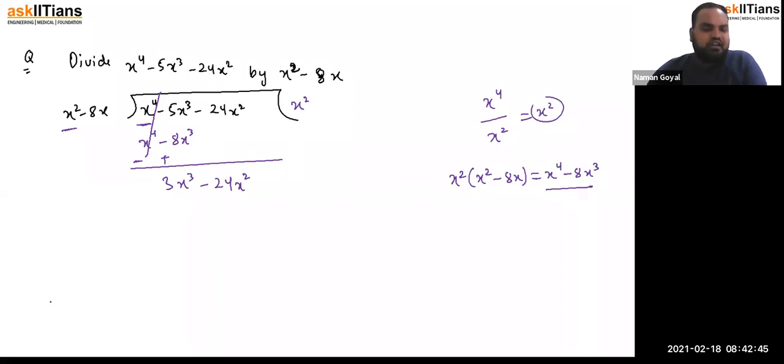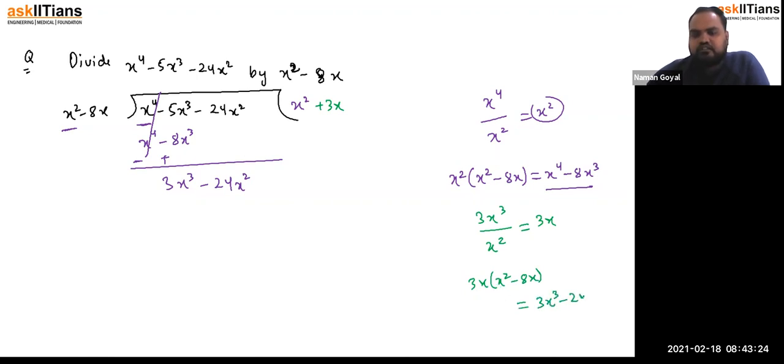Okay. Now next, we have to follow the same process, right? The first term is going to be divided by the first term of the divisor. So 3x cube is going to be divided by x square, and we get 3x. So plus 3x. Now 3x is going to be multiplied with this complete divisor. 3x into x square minus 8x. So 3x into x square is 3x cube, minus 3 times 8 is 24x square.